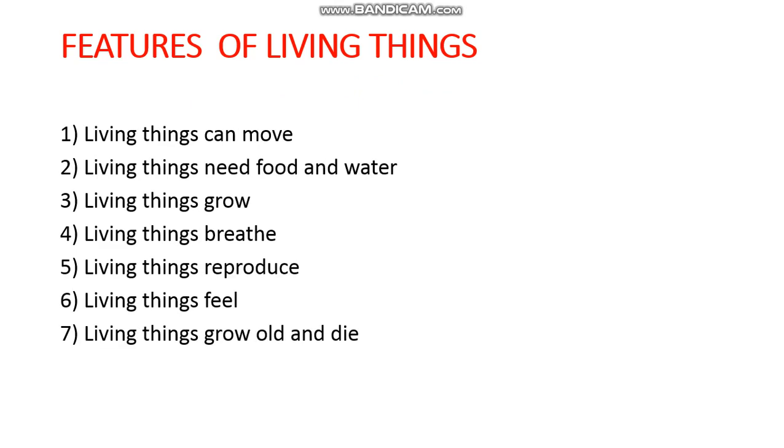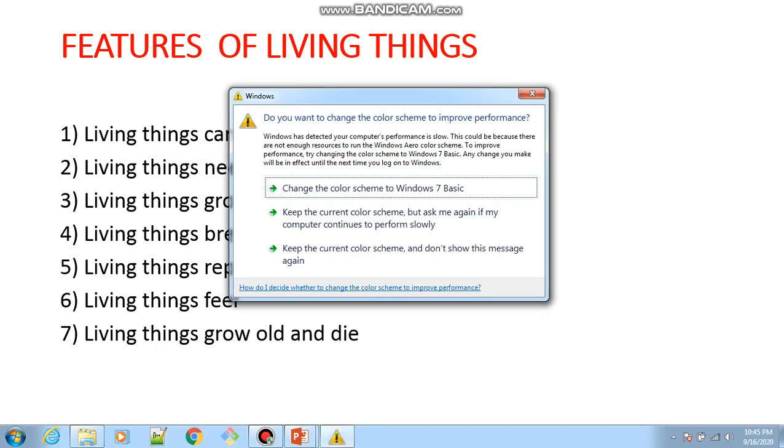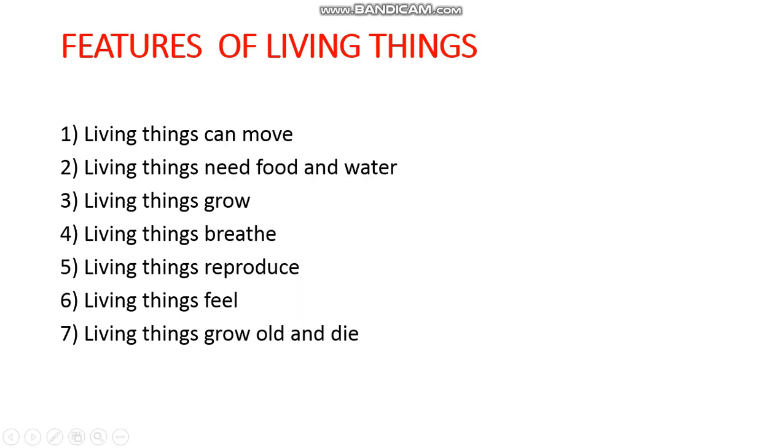Let me study the different features of living things. We have in this category 7 features of living things. Living things can move. Living things need food and water. Living things grow. Living things breathe. Living things reproduce. Living things feed. Living things grow old and die. These are the features of living things.